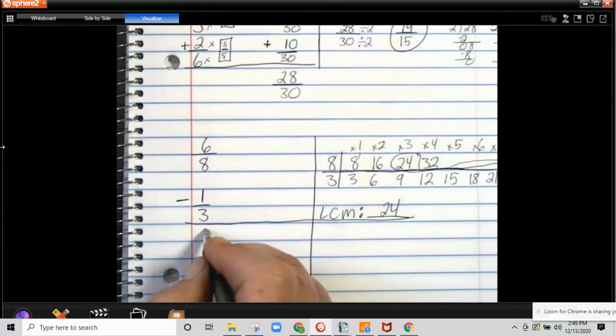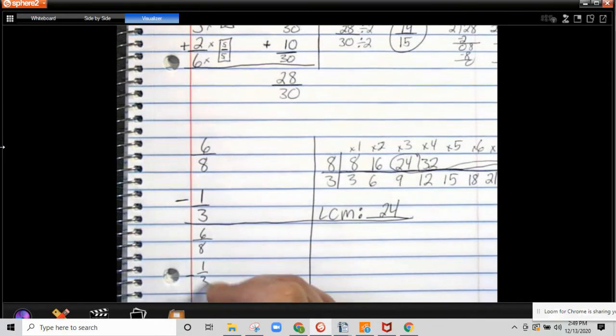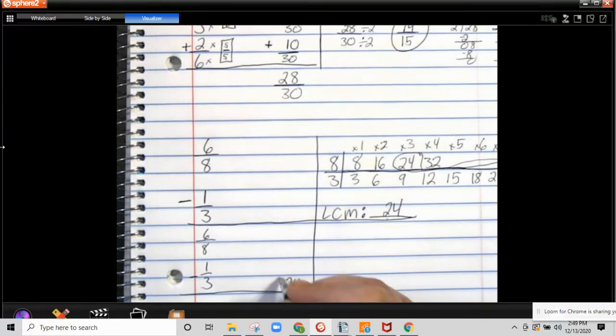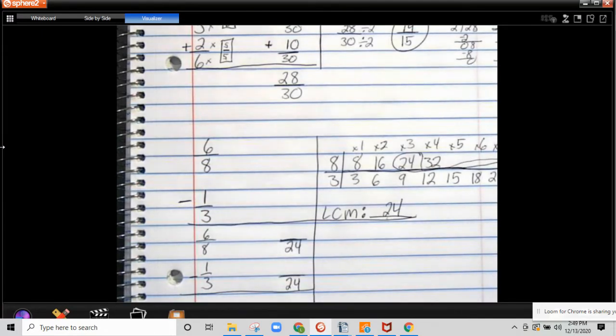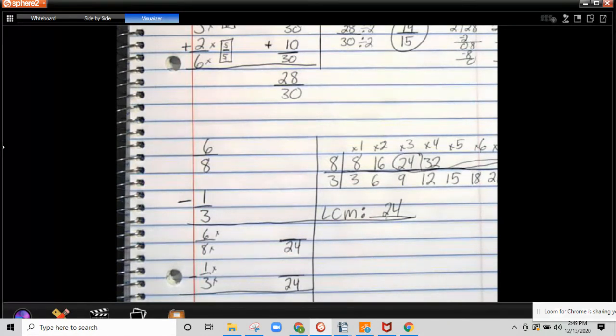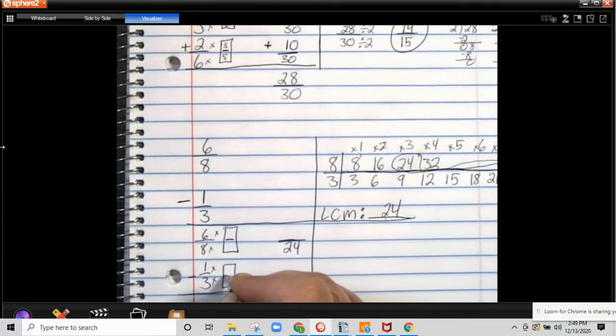So now if I come over here, write my problem. 6/8 minus 1/3. This is going to be my LCM or my new denominator. So I'm going to go in and write that down. All right, I know I'm going to multiply here, so I can go in and write my multiplication symbols. And I need my special box. That is important. What number is going to go in this box? How do I get from a 3 to a 24?